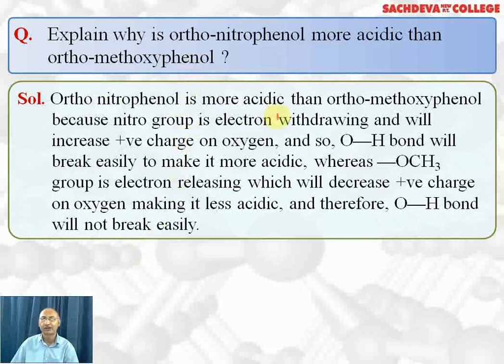So ortho-nitrophenol is more acidic because the nitro group, being electron withdrawing, will increase positive charge on oxygen, so the OH bond will break easily to make it more acidic. Whereas the methoxy group is electron releasing, which will decrease positive charge on oxygen, making it less acidic. This is another way of explaining.